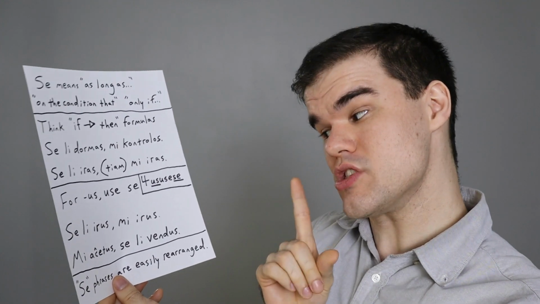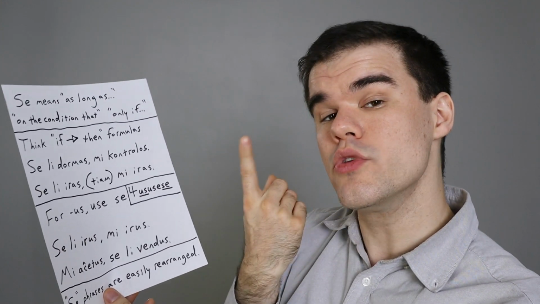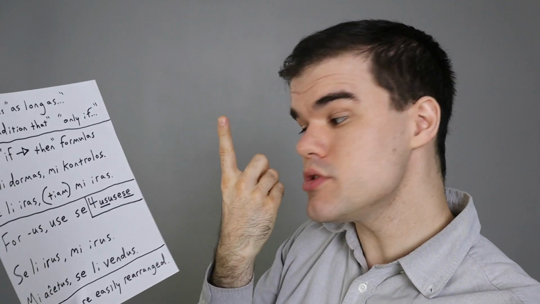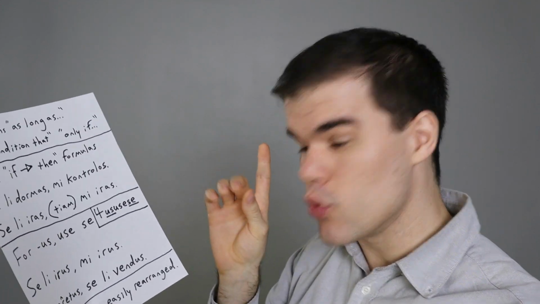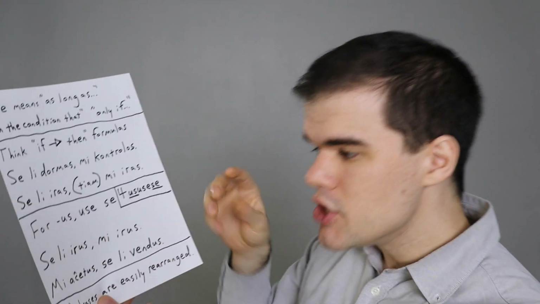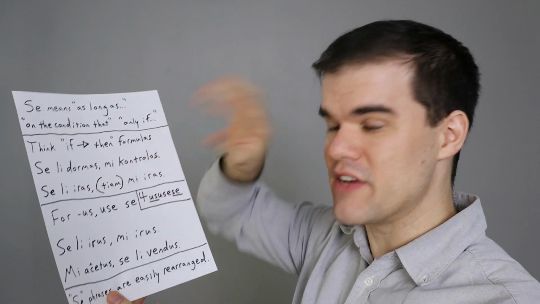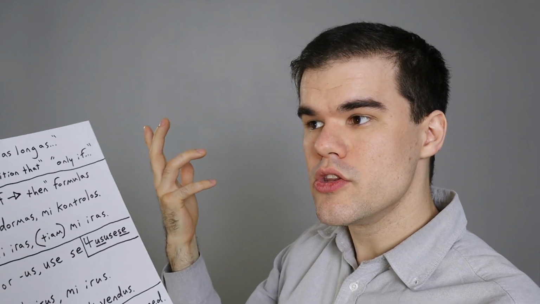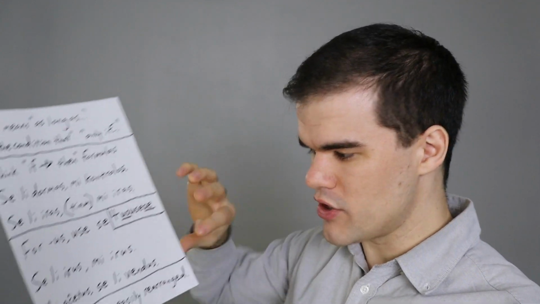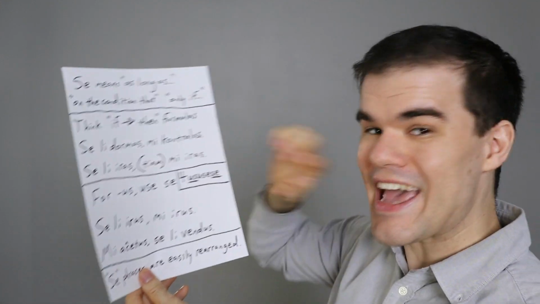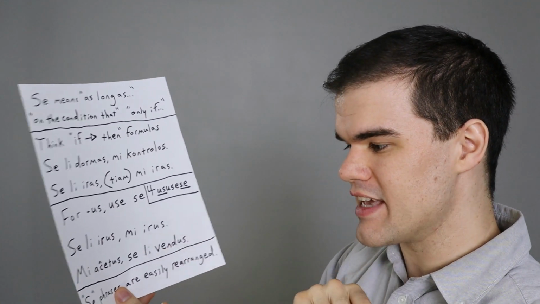Se li irus, mi irus. If he were to go, I would go. Mi acetus, se li vendus. I would buy if he would sell. So you see, if you have a US verb, you almost always have them in pairs. If I were to do something, then you would do something as well. So you see the US verbs in pairs and almost always connected with a se in there.